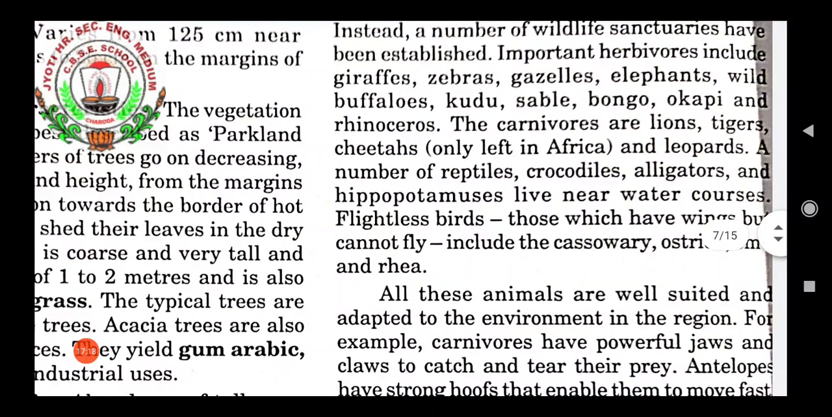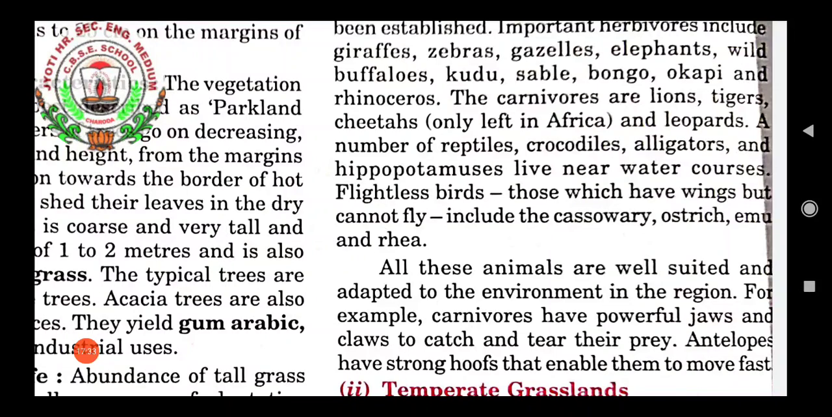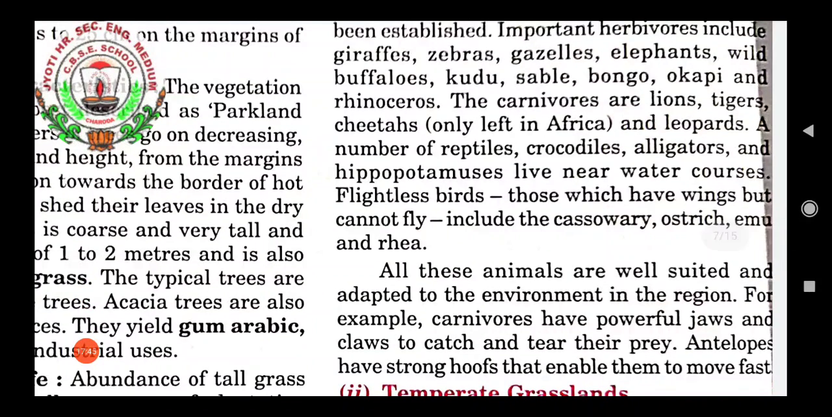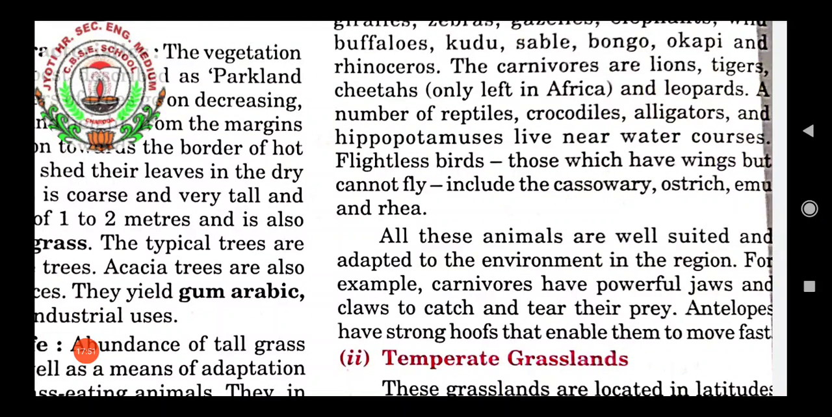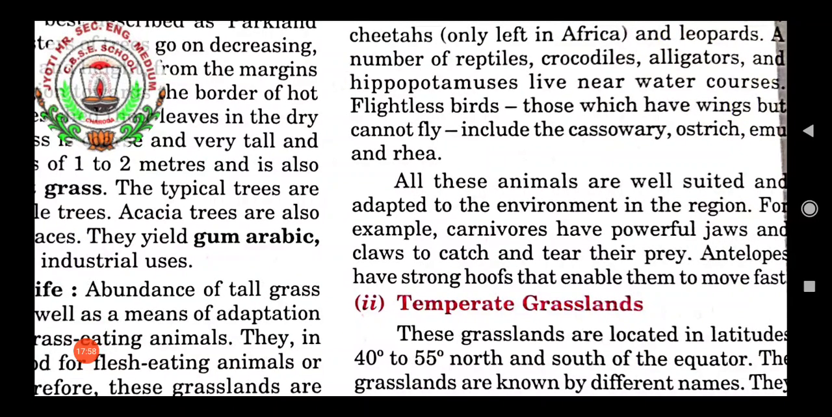Besides these herbivores, they have some carnivores also. Carnivores like lions, tigers, cheetahs. These cheetahs are left only in Africa, and leopards. Besides this, they have some reptiles, crocodiles, alligators, and hippopotamus that we can easily find near the watercourse. Now, as we have understood, there are many different types of animals. Some birds are also there, that is flightless birds, meaning those who are not able to fly. Under this category, there are cassowary, ostrich, emu, and rhea.